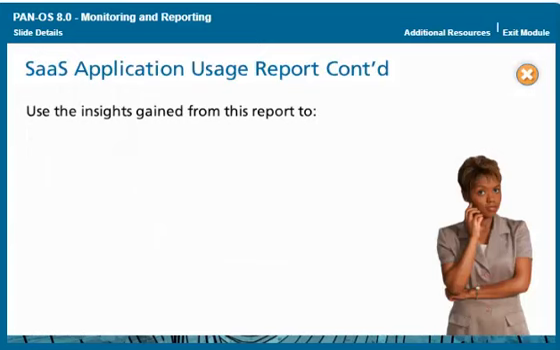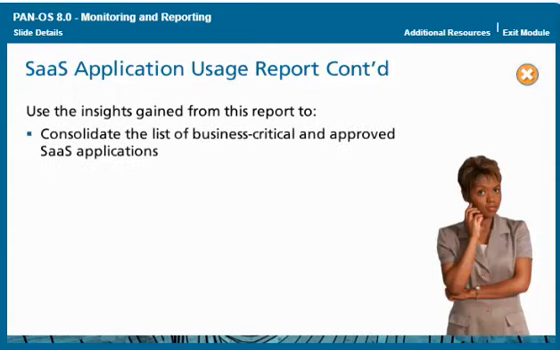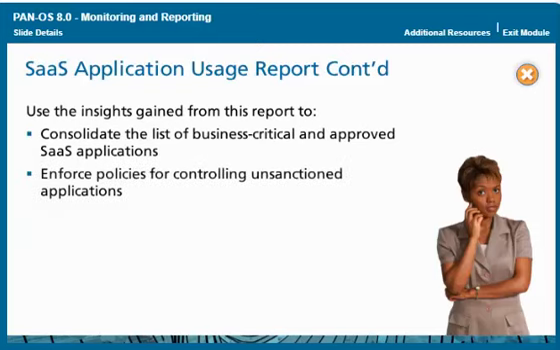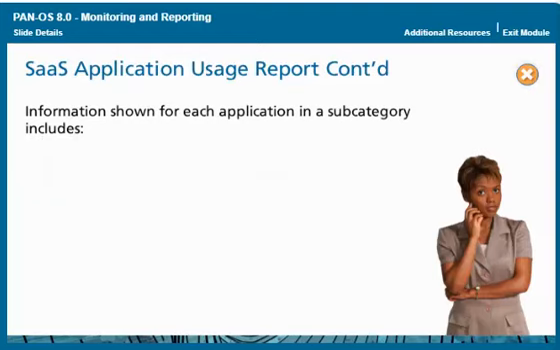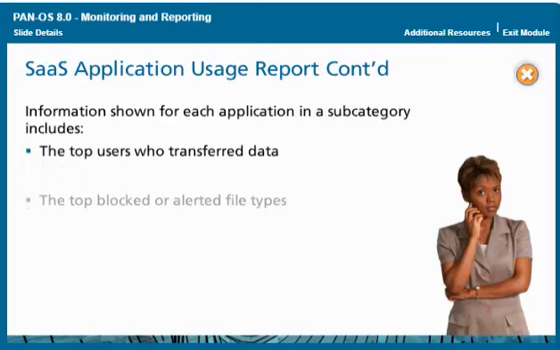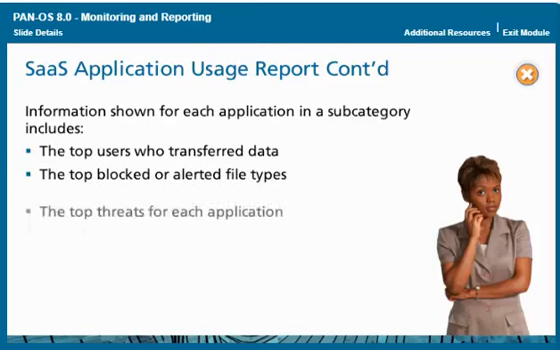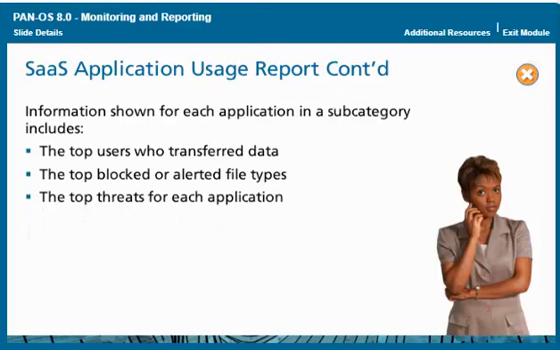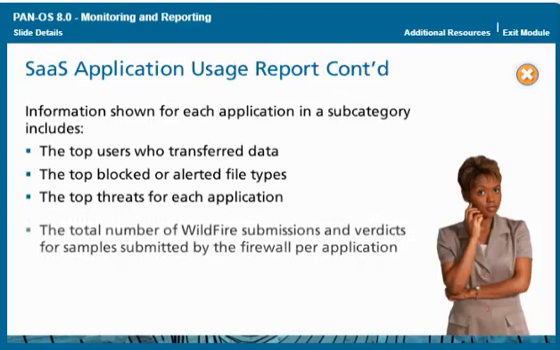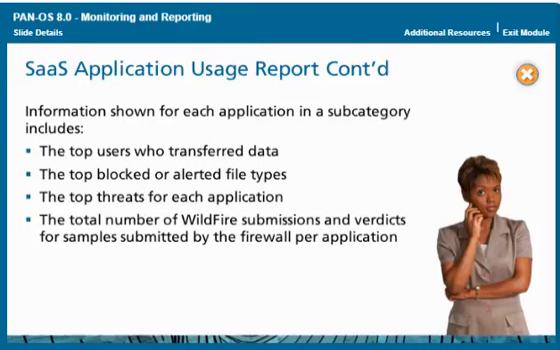Use the insights you have gleaned from this report to consolidate the list of business-critical and approved SaaS applications, and to enforce policies for controlling unsanctioned applications that pose an unnecessary risk for malware propagation and data leaks. Information shown for each application in the subcategory includes the top users who transferred data, the top blocked or alerted file types, and the top threats for each application. This section of the report also tallies the total number of WildFire submissions and benign and malicious verdicts for samples submitted by the firewall per application.